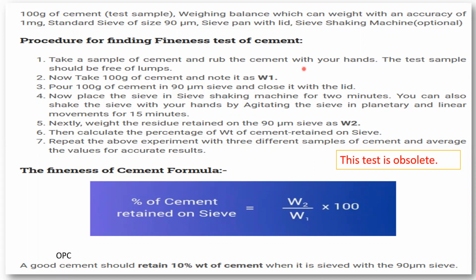So for that, we have a new test called the air permeability test. With the help of the air permeability test, we see how the fineness of the cement is determined. So in the next lecture, we'll see a few more tests, and then finally we'll see what this air permeability test is.